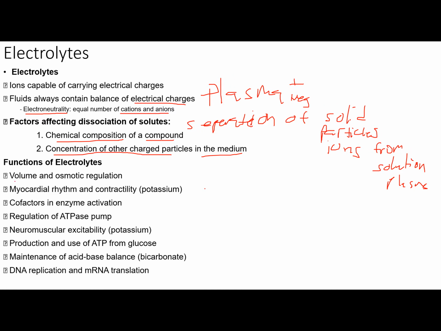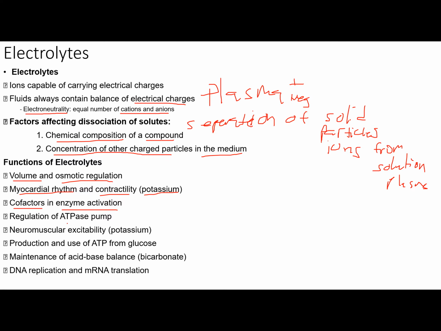Now, let's talk about the functions of your electrolyte. Functions of electrolytes are that they are responsible for volume and osmotic regulation, myocardial rhythm and contractility, specifically your potassium. Potassium, class, is very important for your heartbeat. Heartbeat, the speed and slowness of your heartbeat, as well as muscle contraction. Now, they also serve as cofactors in enzyme activation. If you still remember, di ba, they are the inorganic cofactors in your enzyme activation, yung calcium, yung magnesium.